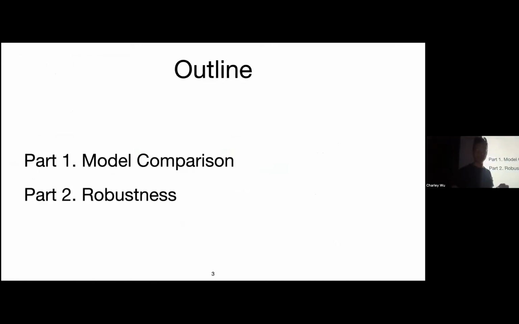Now, this talk is in two main parts. We're first going to talk about model comparisons, and then we're going to talk about how we can test for the robustness of these comparisons of our models to make sure that we're able to interpret them fairly.